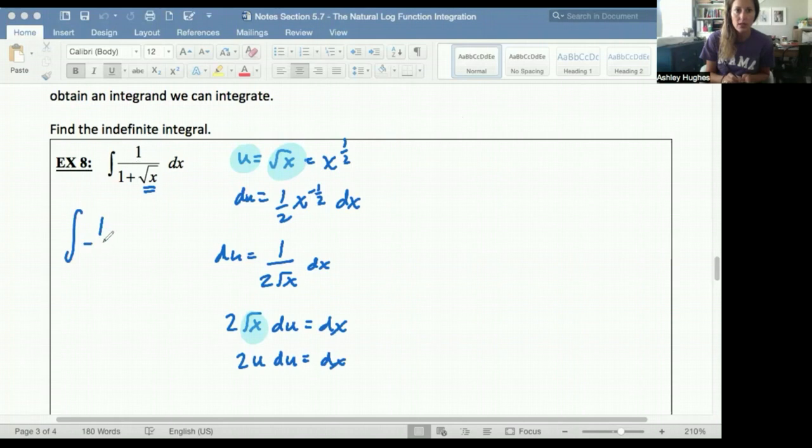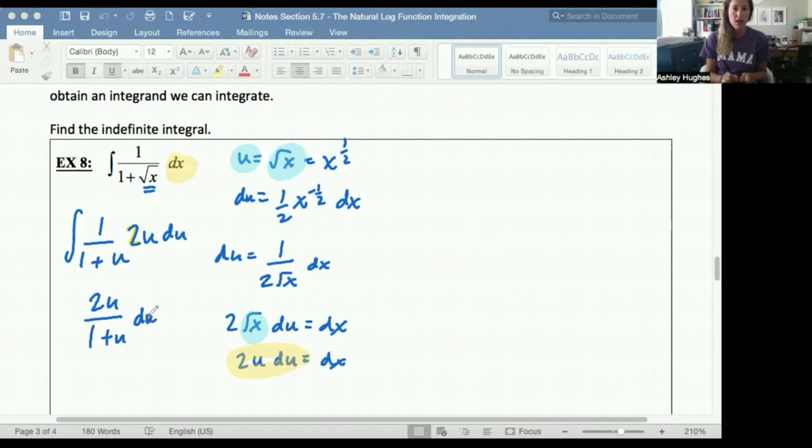We have 1 over 1 plus, now instead of writing that, I'm writing u. And then dx, instead of writing dx, we're going to write what it's equal to, which is this, 2u du. Okay, so I have 2u over 1 plus u du. Now I have a situation where I have the same power, 1 and 1. That means I have to do long division. So I take 2u, I divide it by u plus 1.